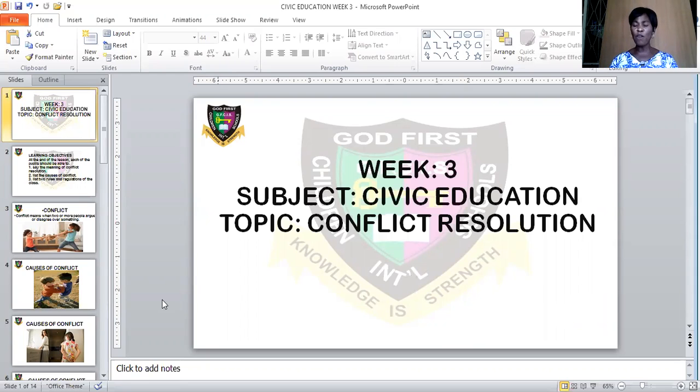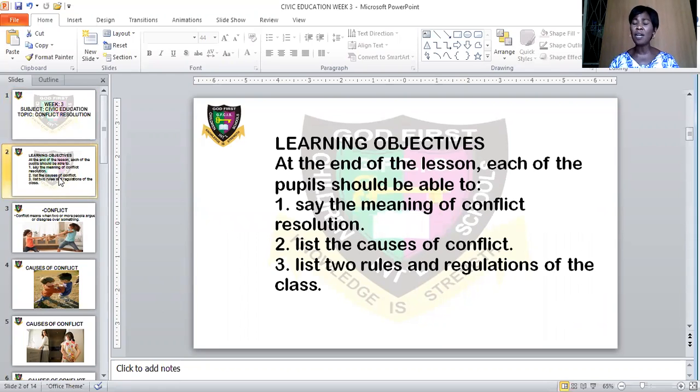Good. Before we go deep into the topic, let's see the lesson objectives. At the end of the lesson, each of the pupils should be able to: one, say the meaning of conflict resolution; two, list the causes of conflict; three, list 2 rules and regulations of the class.